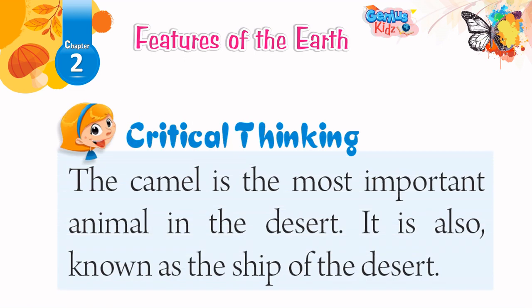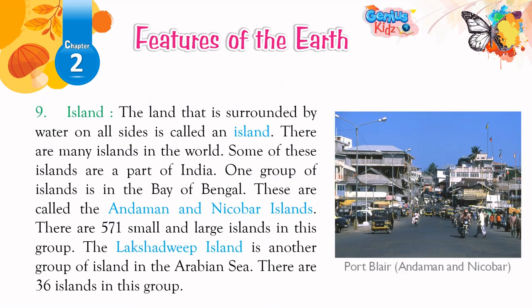Critical thinking. The camel is the most important animal in the desert. It is also known as the ship of the desert. 9. Island. The land that is surrounded by water on all sides is called an island. There are many islands in the world. Some of these islands are a part of India.